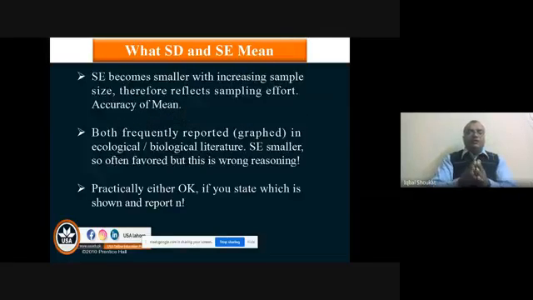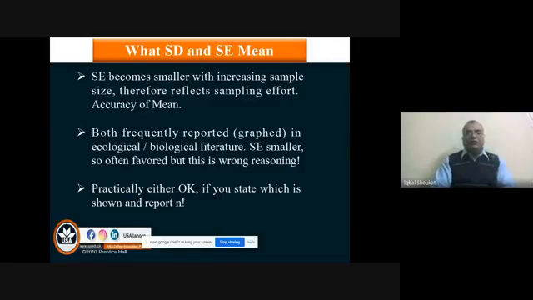Then the standard error becomes smaller with the increasing sample size. When the sample size increases, the standard error goes on to decrease. Therefore, it reflects the sampling effort and the accuracy of the mean, the accuracy of the average. Whatever data has been given, that is the accurate one, that is the right one.